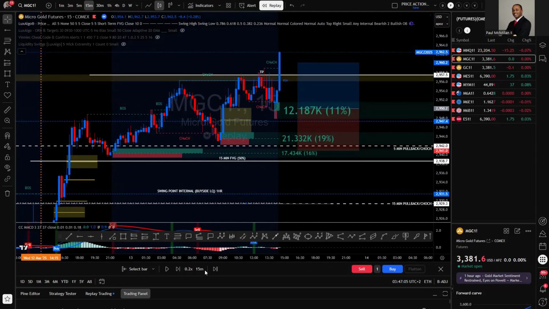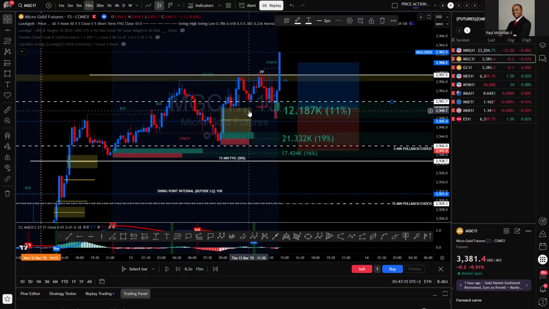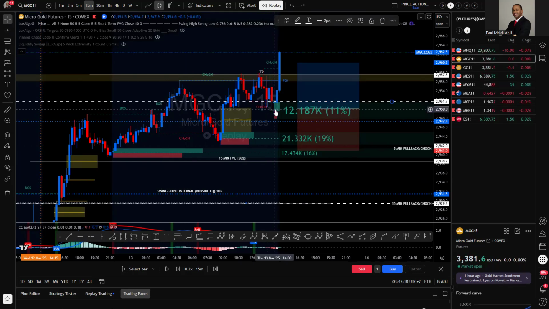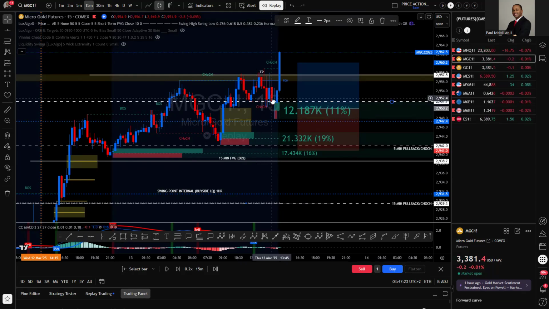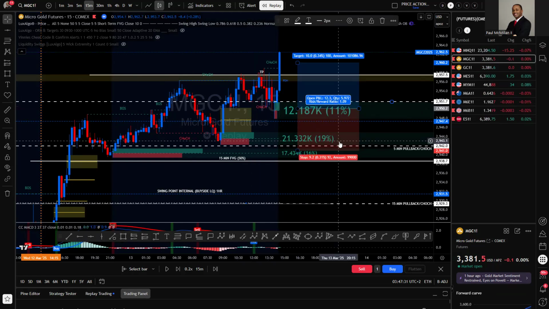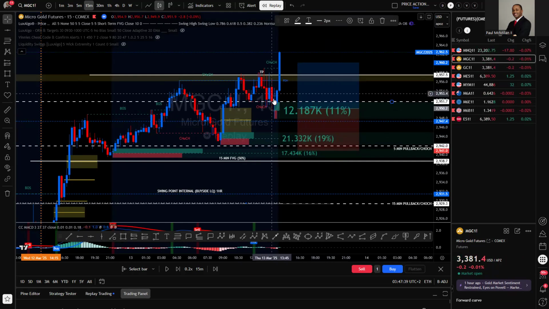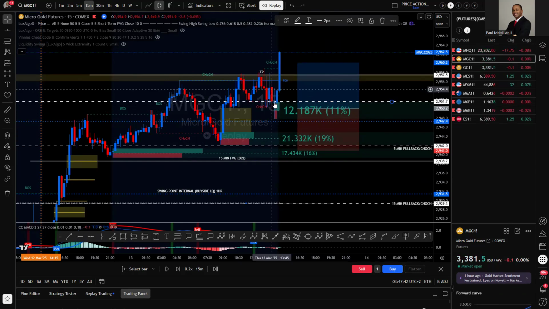Guys, see that? Healthy pullback. Liquidity raid. And notice here, this is an example of price reacting to this level. Okay. So we had a very strong rejection. It pushed in here really, really strong with this wick.